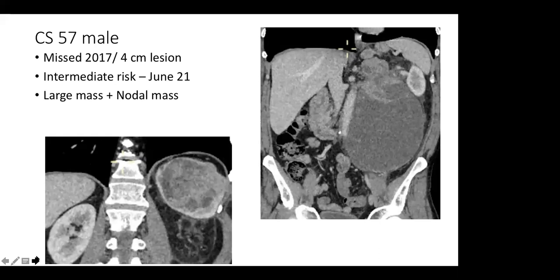Finally, this is a case of a 57-year-old male who had a 4-centimeter lesion on an ultrasound scan when he presented with cholecystitis. He presented again in June with a large mass. So this is the renal mass, and this is not the renal mass. This is a huge, what we thought was a nodal mass, and you can see the aorta being pushed. Another slice would show the whole hilum completely encased.